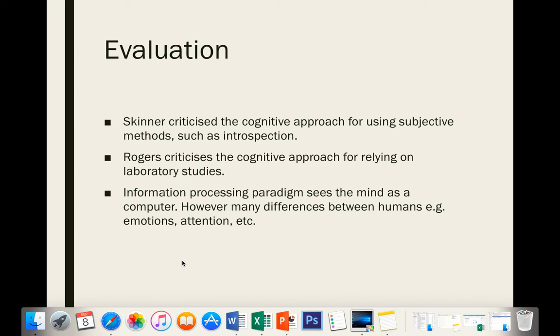The information processing paradigm sees the mind as a computer. However, there are several really important distinctions between humans and computers. One being a computer, for example, doesn't have to worry about attention span, tiredness, or emotions. And actually, participants in experiments may behave very differently than the computer does.